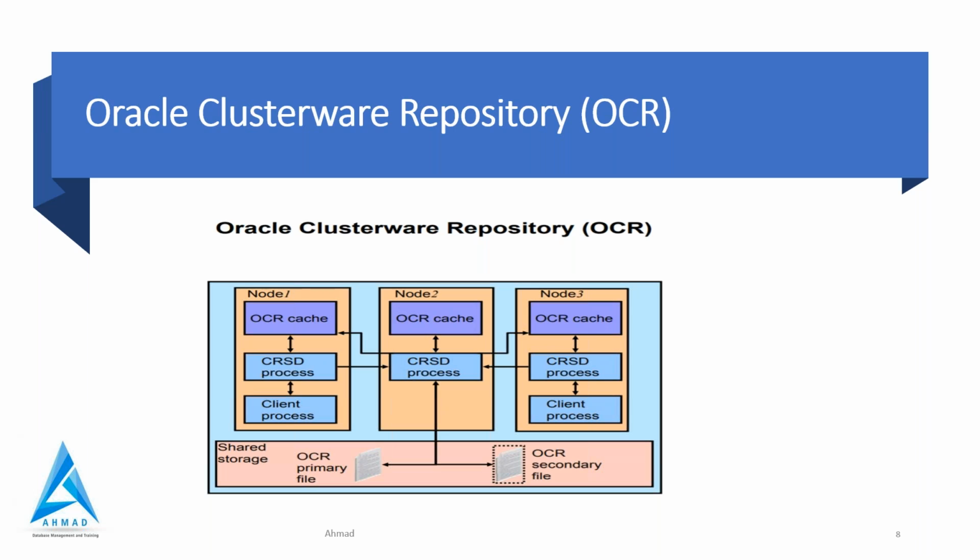So a client process, you see that it is there in node 1 and node 3. Why not in node 2? Actually, it is there, but because of the explanation of this OCR, the writer did not add the client process in the second node. So remember that every node has a client process. Don't get confused. Clear my point?